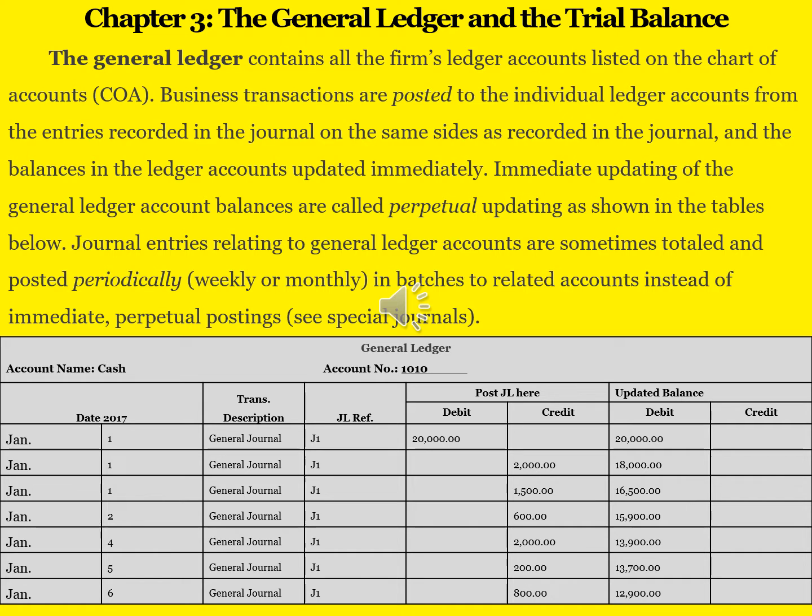Immediate updating of the general ledger account balances is called perpetual updating. However, some entries for similar frequent transactions are sometimes summarized and posted periodically, weekly or monthly, in batches to related accounts, as in cases where special journals are used.